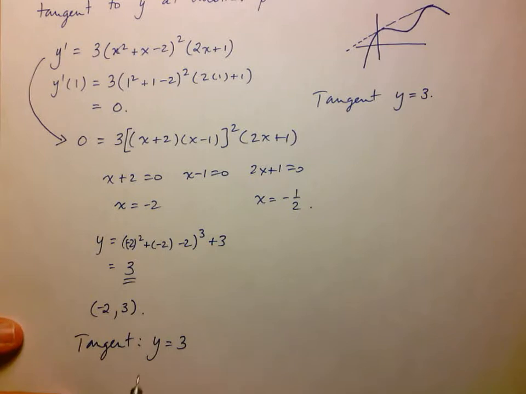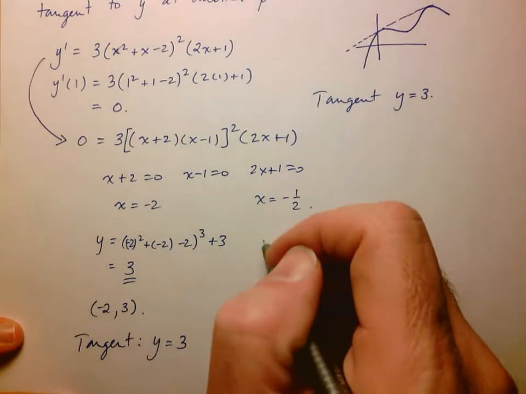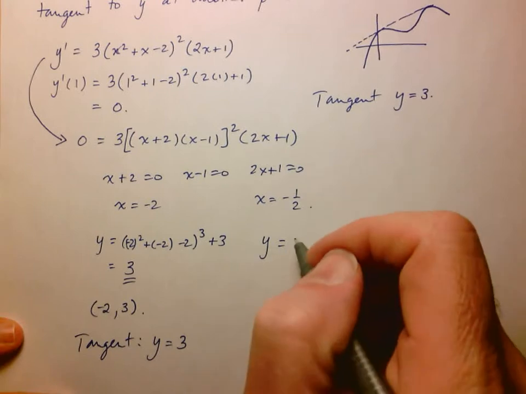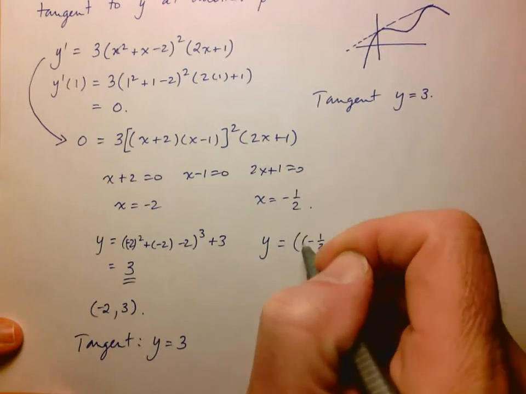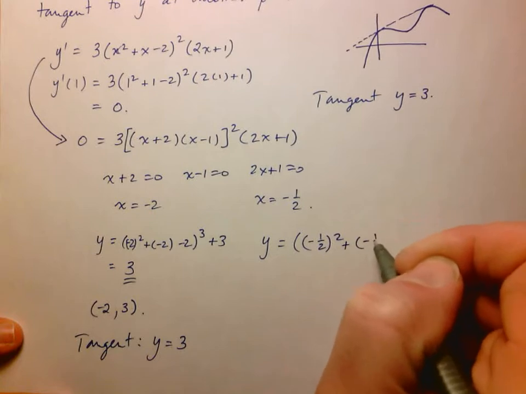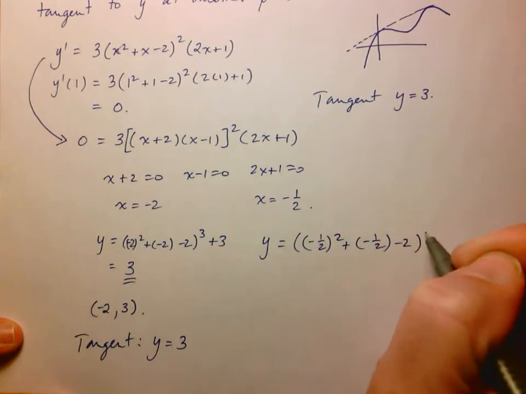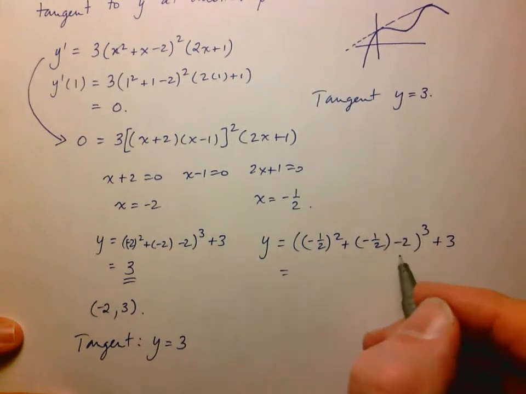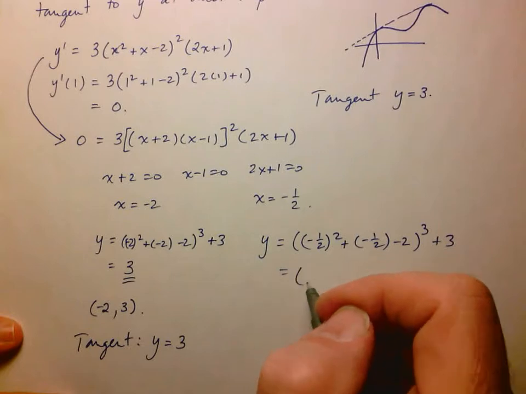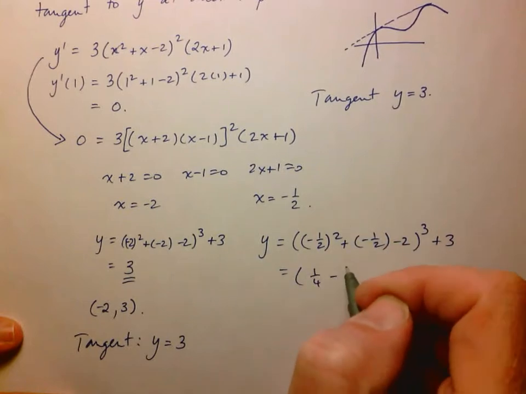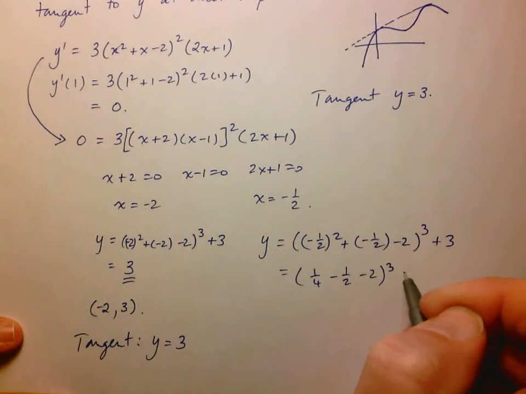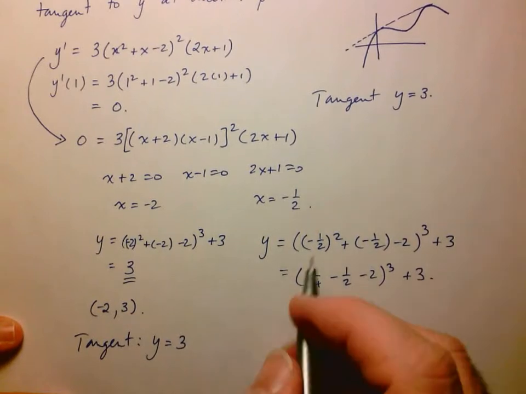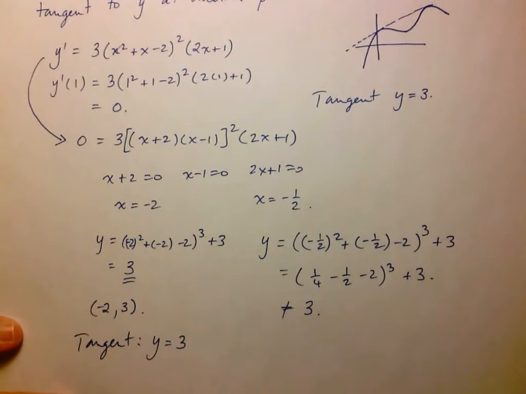Now, it could be that there was more than one point. Maybe this also has a y value of 3, hence its tangent will also be y equals 3. So let's test that out. Here we've got (negative 1/2 squared plus negative 1/2 minus 2) all cubed plus 3. So the bracket would have to be equal to 0 in order for the whole thing to be equal to 3. Here we have 1/4 minus 1/2 minus 2, cubed, plus 3. And it's very clear that this is not equal to 3.